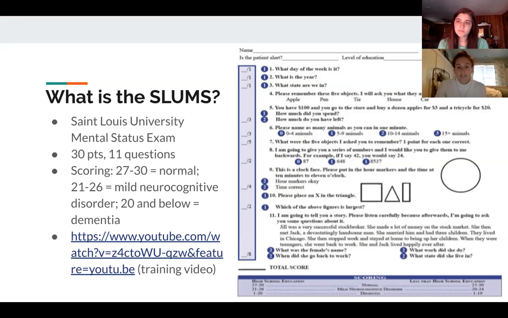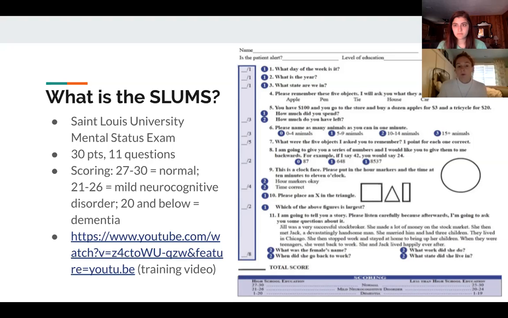You can see some of the questions on the right hand of the screen. That's actually the SLUMS test itself. Some orientation questions at the beginning, and then continuing into a variety of tasks. Going back to scoring, you can see it at the bottom too. It says 27 to 30 is normal. We'll talk a little bit later about education level because that has a role in scoring.